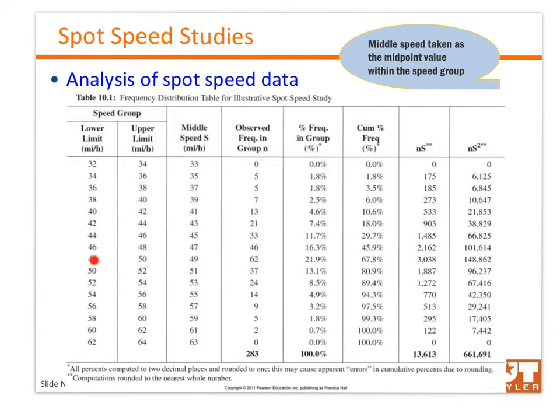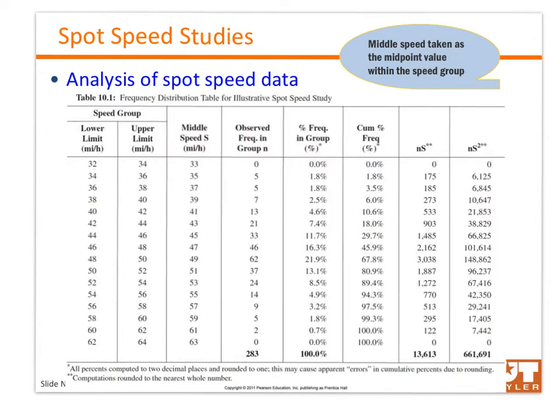So from 48 miles per hour to 50, we've got 62 vehicles at that speed range. So what you need to do again is sum up all the numbers to get the total number of observed cars, and then you need to start your calculation. All you have to get from the field is how many cars at certain speeds, and then you need to get this column here, which is the percentage frequency in group.